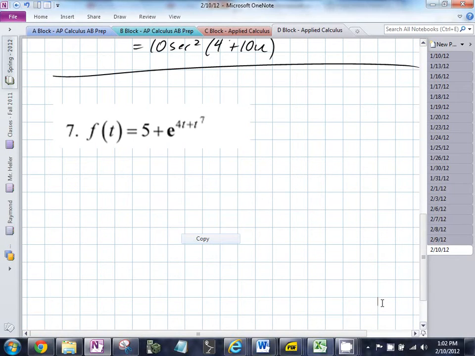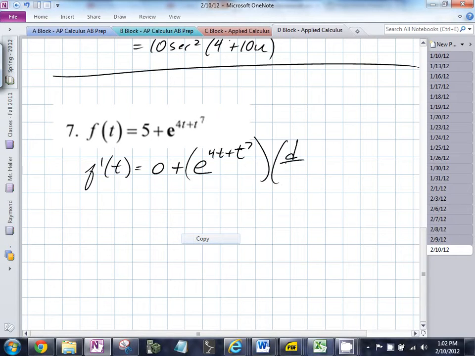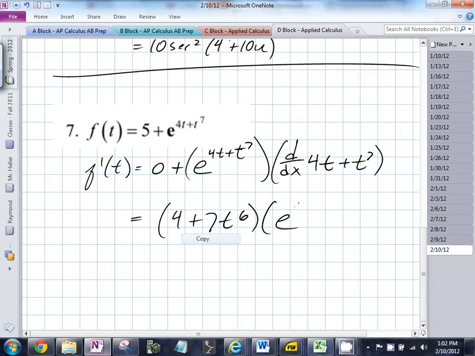The derivative of a constant is 0. So f prime of t is going to be 0 plus... What's the derivative of e to the x? So it's e to the 4t plus t to the 7th, multiplied by the derivative of what? 4t plus t to the 7th, yeah, the exponent. Good, Tegan. So what's that going to be? That's going to be 4 plus 7t to the 6th times e to the 4t plus t to the 7th.